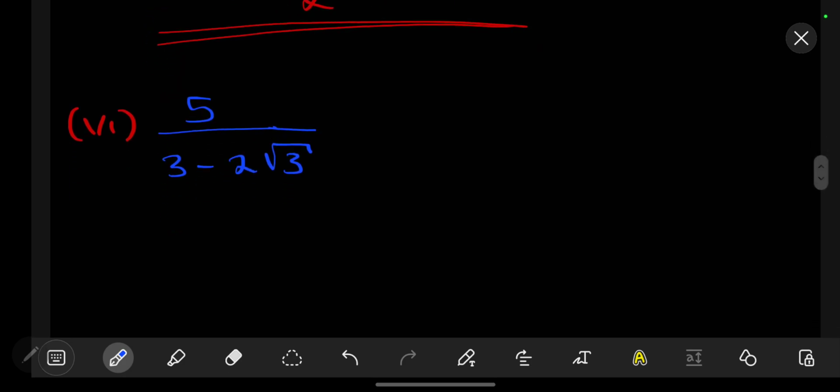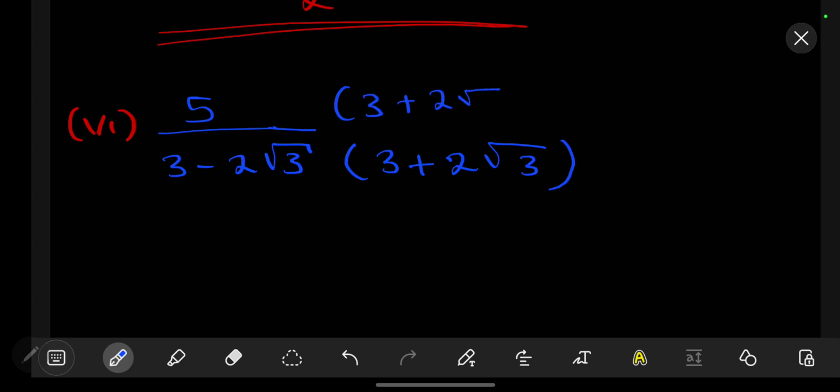So we have 5 over 3 minus 2 square root of 3. So to rationalize the denominator, we are going to attach the conjugate. So we have 3 plus the 2 square root of 3 like that. Then on top we have 3 plus 2 the square root of 3 like that. Then we are going to multiply 5 times everything there. So this is the same as having 5 times 3 plus 2 square root of 3 like that.